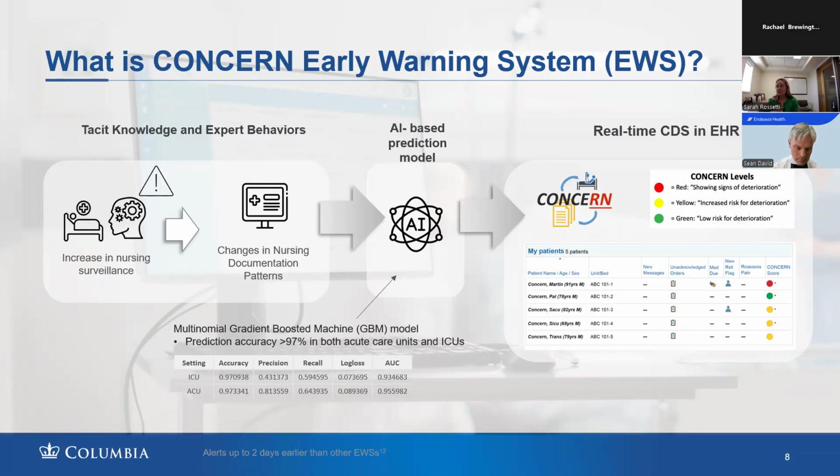And so we've baked this into a real-time clinical decision support in the EHR, and we've gone live at several sites with the Epic EHR. And what you see here is what's displayed, the first display to clinicians in their patient list. So it shows a red, yellow, or green score. So red is showing signs of deterioration, yellow is increased risk for deterioration, and green is low risk for deterioration. And we'll talk about how we arrived at that particular screen.